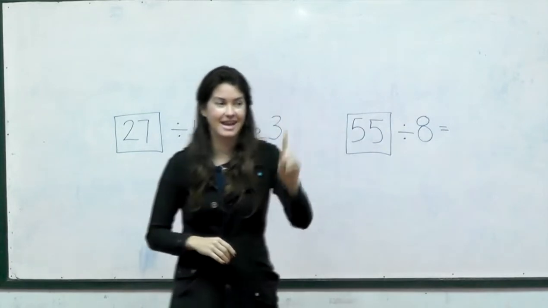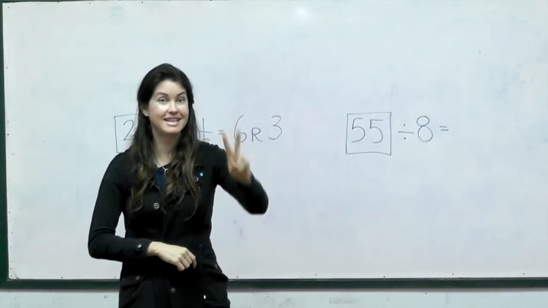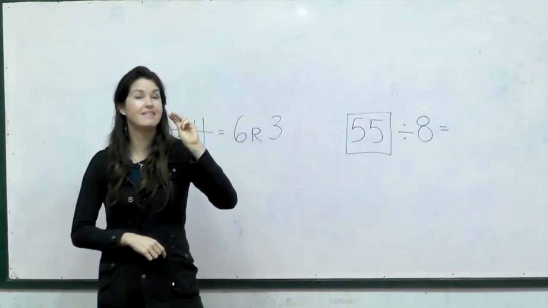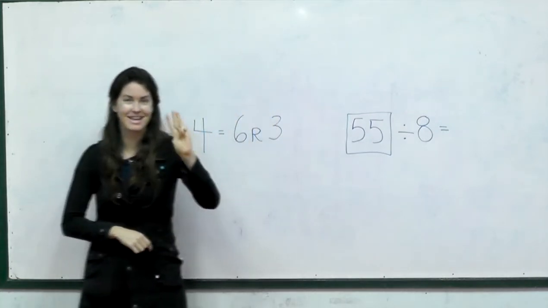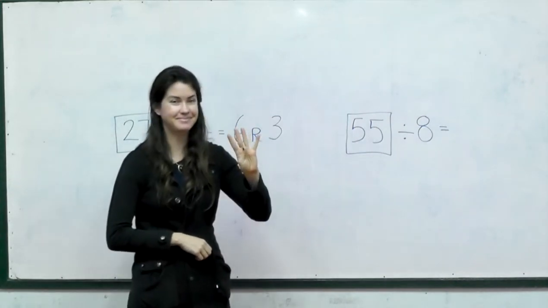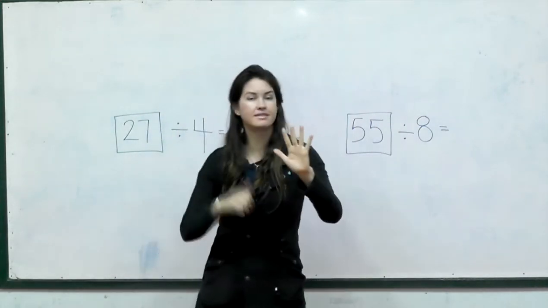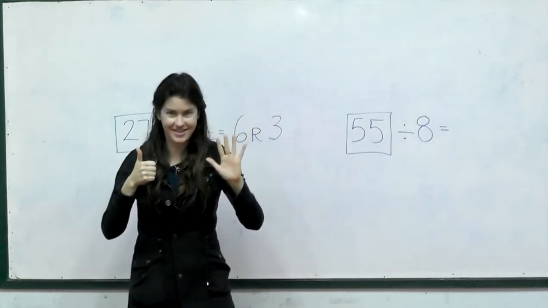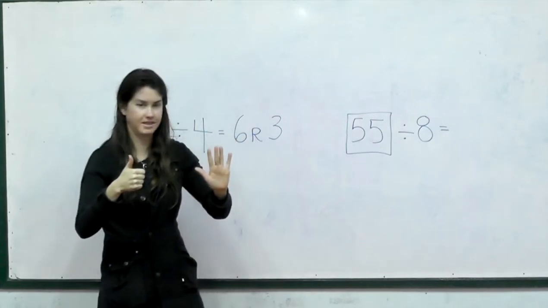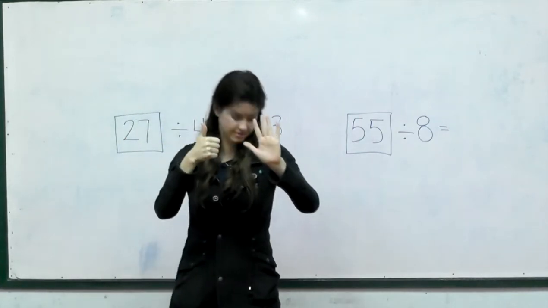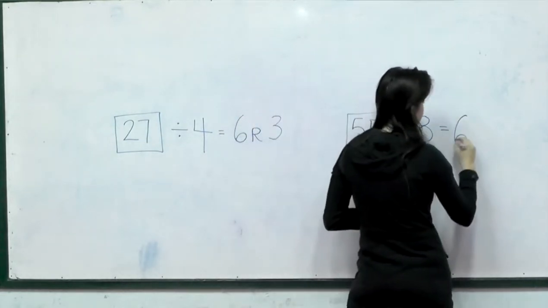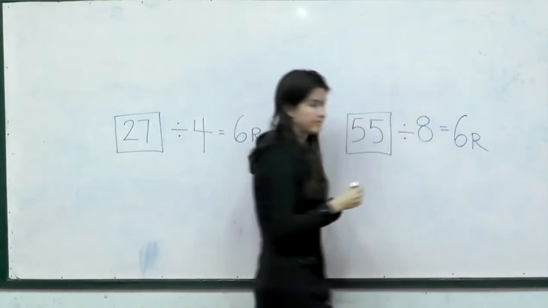Okay? Ready? 8, 16, 24, great job. 32, very nice. 40, 48. Stop. And we're going to stop? Okay. How many do we have? 6. Our friends are telling us to stop. We're going to stop. What about our remainder?